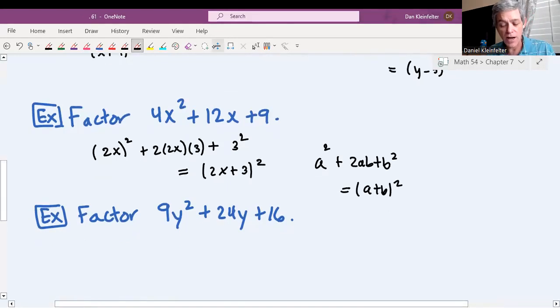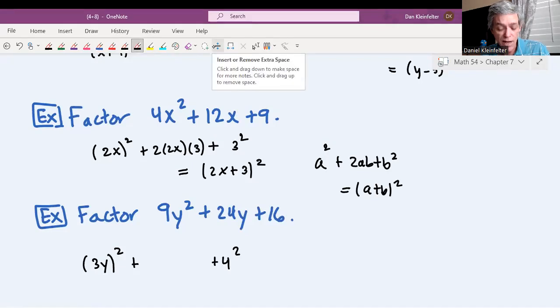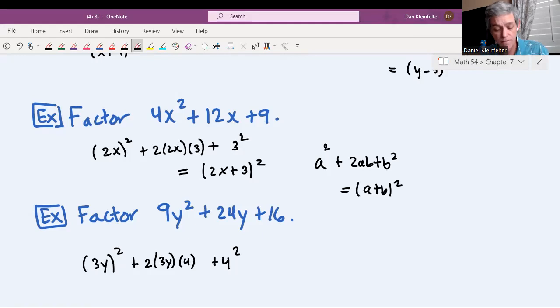So I need to figure out what the a is. So 9y squared is our a squared. So that will be 3y squared in the front. 16 is 4 squared. 24y needs to be like the 2ab for our formula. So this will be 2 times 3y times 4. 2 times 3y is 6y. 6y times 4 is 24y.